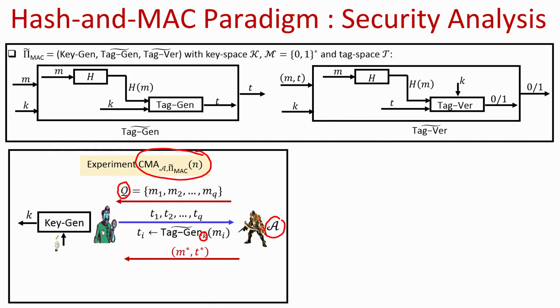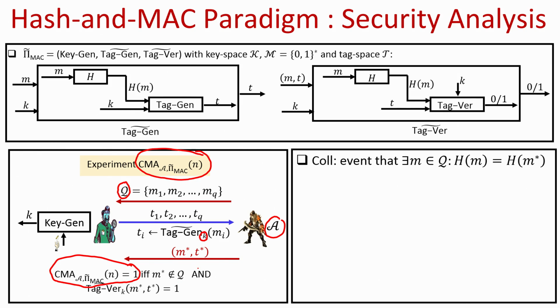And after obtaining the tags for these Q messages, the adversary submits a forgery, and our goal is to analyze the success probability of the adversary winning this experiment, which we denote by the CMA experiment outputting 1. Just as per the rules of the game, the CMA experiment outputs 1 if and only if the forged message M star is different from all the messages in the fancy Q set, and the tag verification with respect to the unknown key for this message M star with respect to the tag T star is successful.